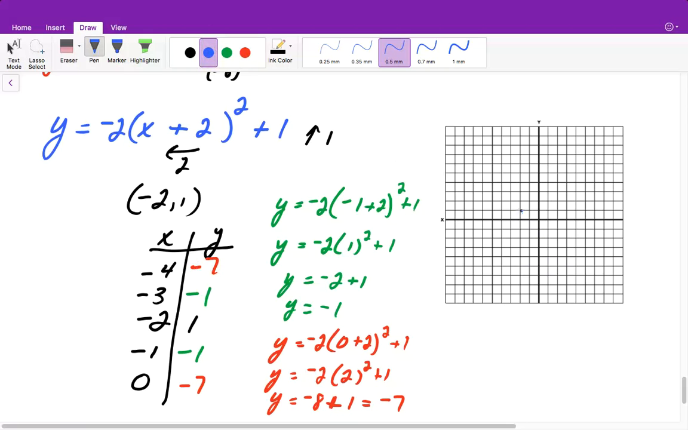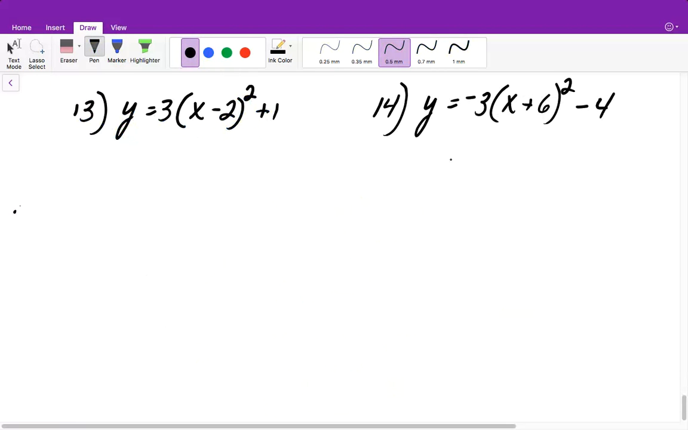So we're at negative 2, 1. We're at negative 1, negative 1. And we're at 0, negative 7. 1, 2, 3, 4, 5, 6, 7. And then we'll plot our other points, here and here. And then we draw our graph. All right, and just make sure you draw your arrows and make sure you do not cross the next x point on your graph. All right, so for 13 and 14, it asks you to describe in words.